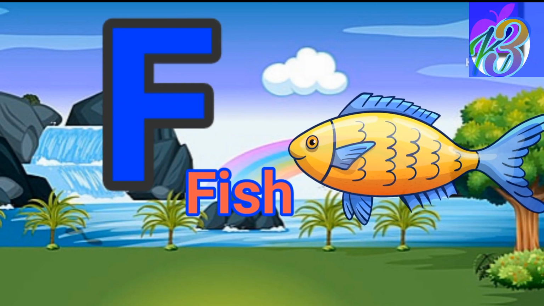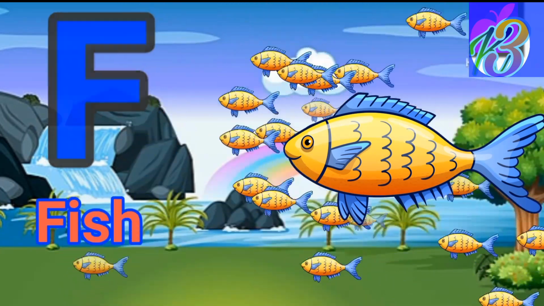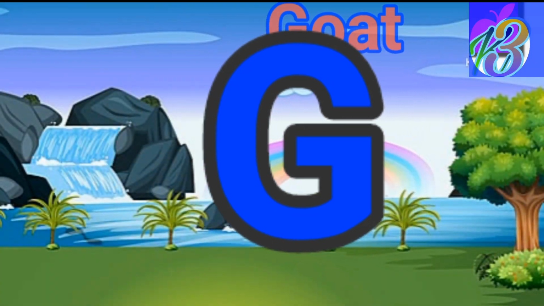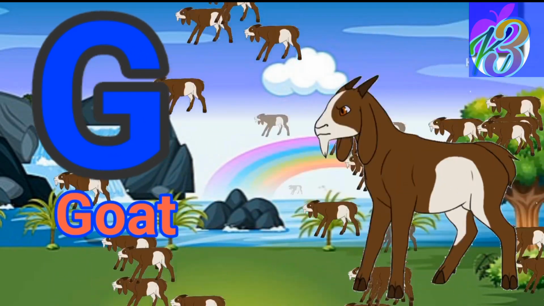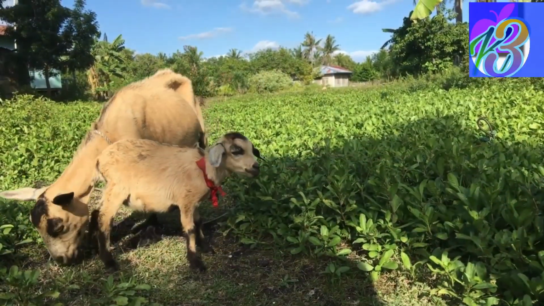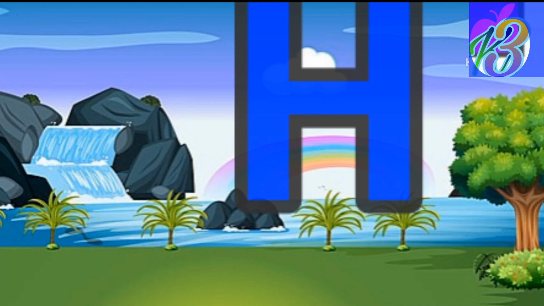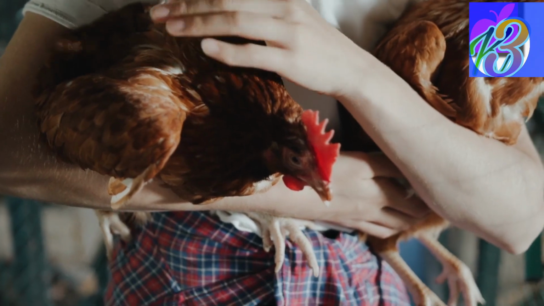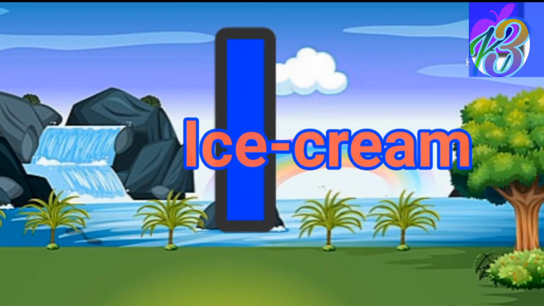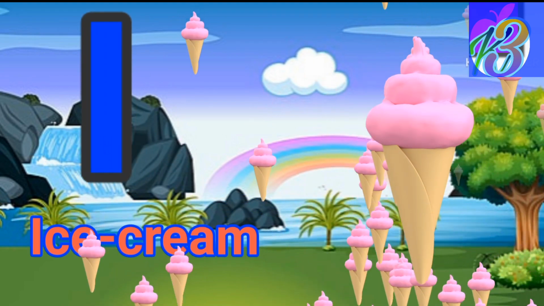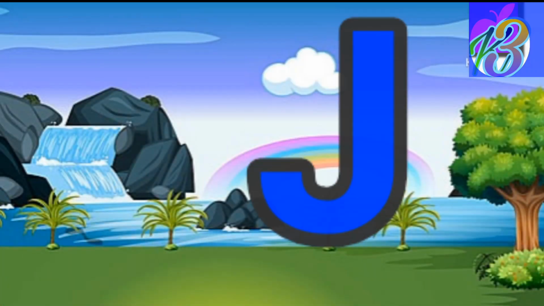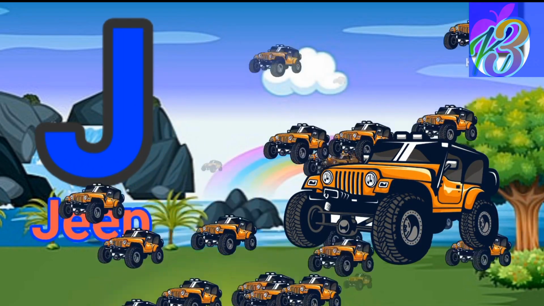F for fish. G for goat. H for hen. I for ice cream. J for jeep.